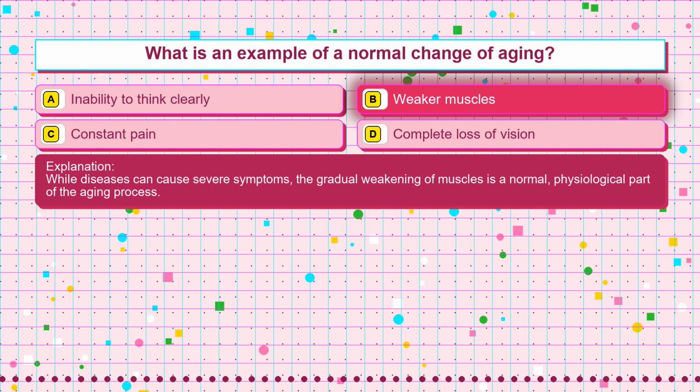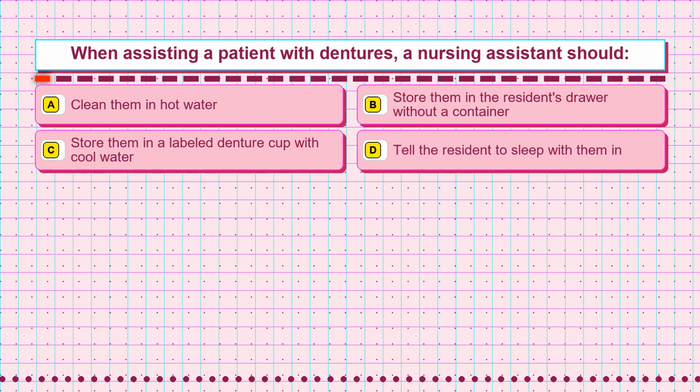Question 100. When assisting a patient with dentures, a nursing assistant should: option A. Clean them in hot water. Option B. Store them in the resident's drawer without a container. Option C. Store them in a labeled denture cup with cool water. Option D. Tell the resident to sleep with them in.